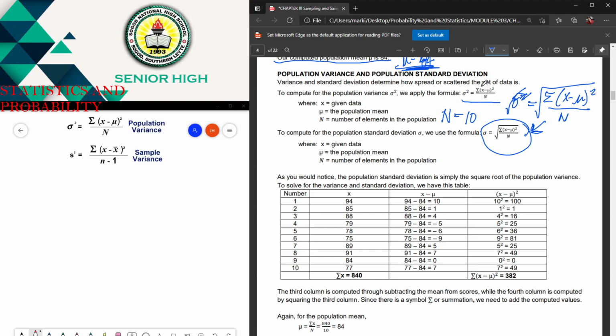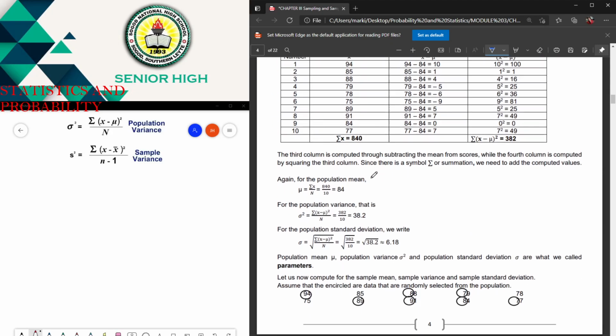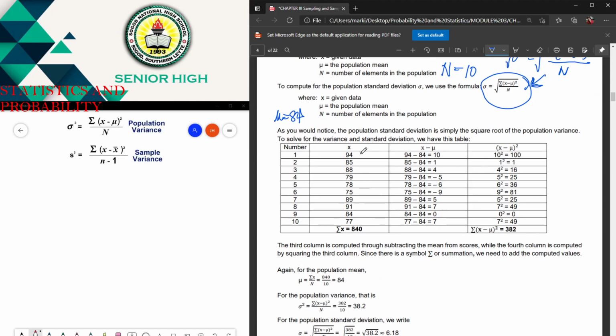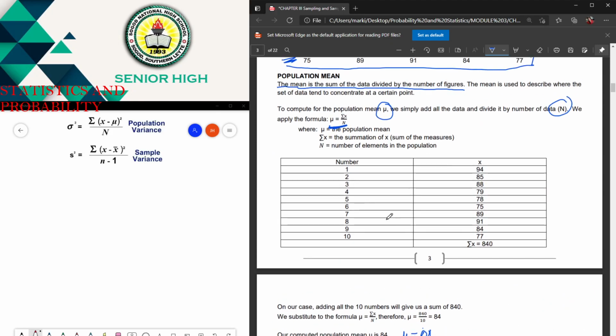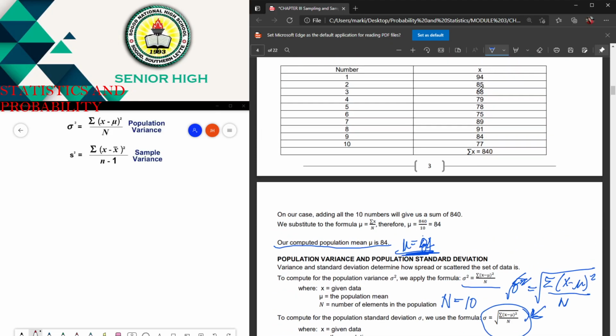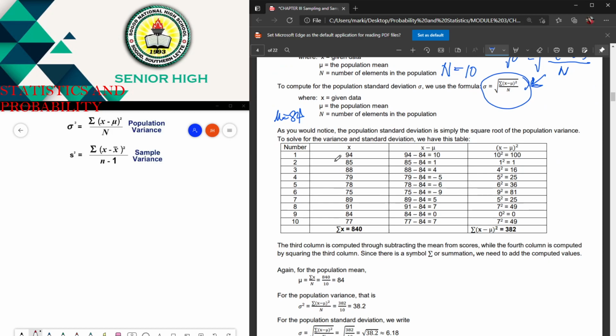So, you already have your mean. Again, what is our mean? Population mean is 84. As you would notice, the population standard deviation is simply the square root of the population variance. To solve for the variance or standard deviation, we have this table. Again, this is the x that we made here. No need to make many tables; you can just make this one table.